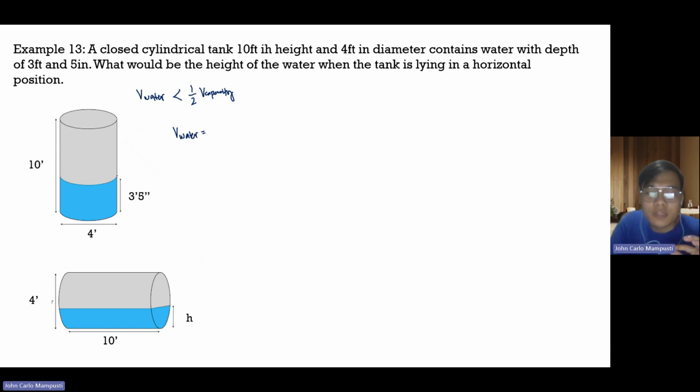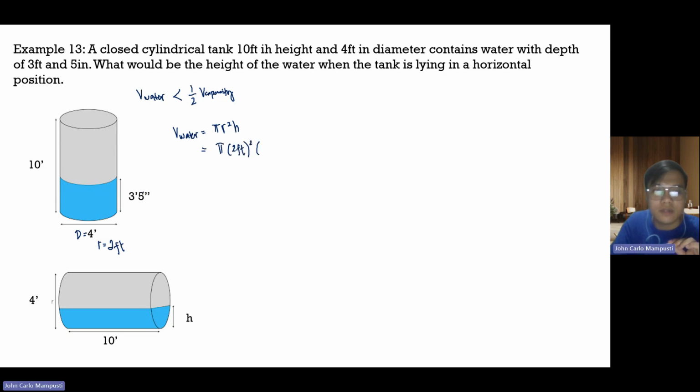So, the volume of water, whether the cylinder is upright or horizontal, is equal. What we're asking is, what is the height? So, the volume of water here is equal to pi r squared h. Okay? So, 4 is our diameter here. This is the diameter, not the radius. So, if we're going to get the radius, this is equal to 2 feet. So, this is pi, (2 feet) squared times height.